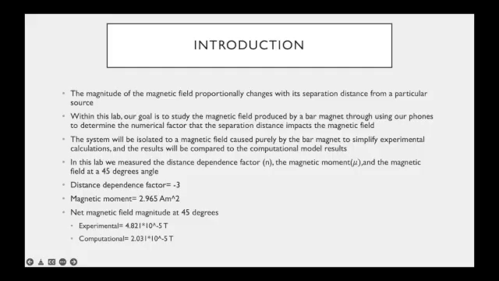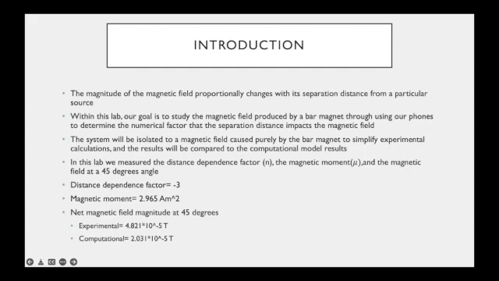In this lab, it was important to understand that the magnitude of the magnetic field proportionally changes with its separation distance from a particular source. We aim to study the magnetic field produced by a bar magnet by using our smartphones to determine the numerical factor that the separation distance impacts the magnetic field. The system will be isolated to a magnetic field caused purely by the bar magnet, and the results will be compared to the computational model.